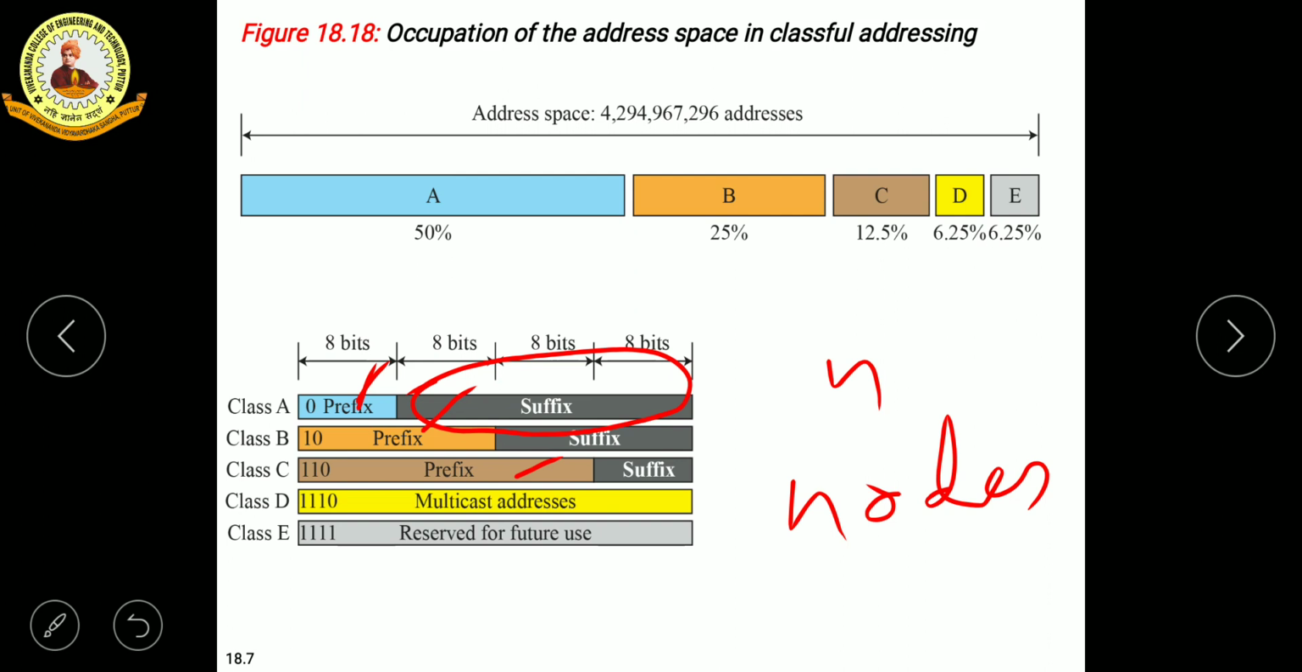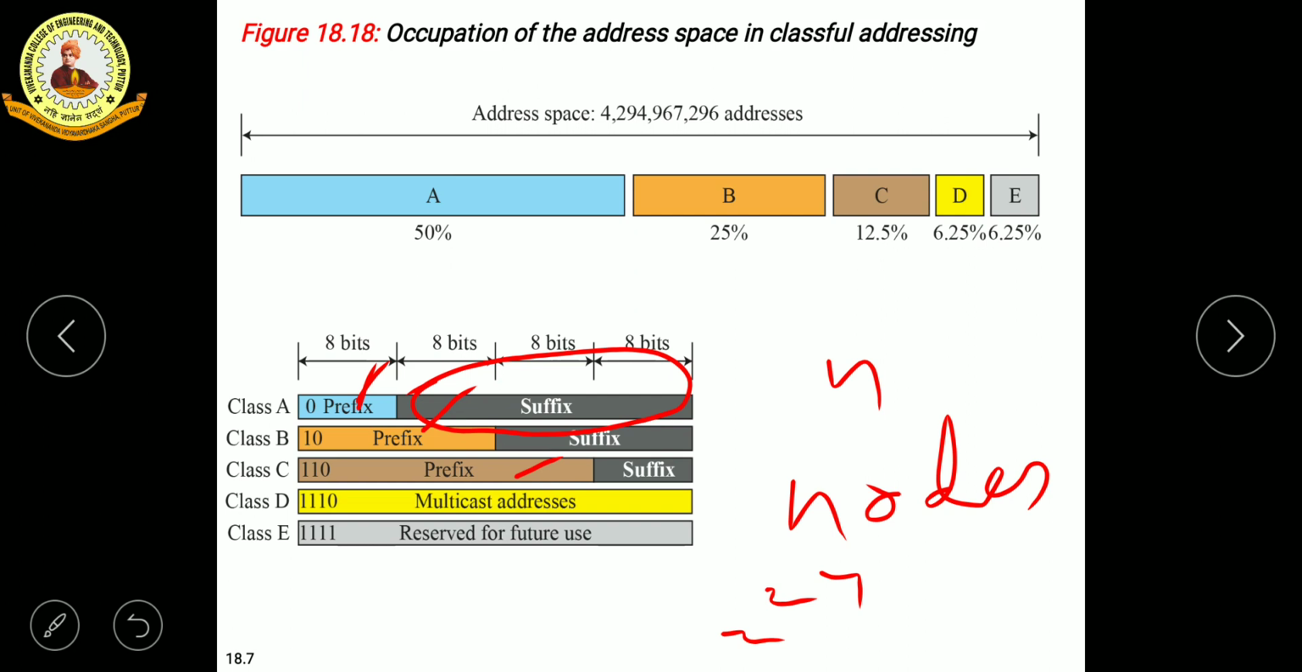Right. Then class C, you have a prefix length of 24 bits. That is, you can hold up to 2 raised to 24 networks. 2 raised to 24 networks can be named in class C. Then what about suffix? Suffix tells about nodes. In each of these 2 raised to 24 networks, you can name 2 raised to 8 nodes. That is the meaning of it. Class D and class E are serving some purpose. I will discuss it later.